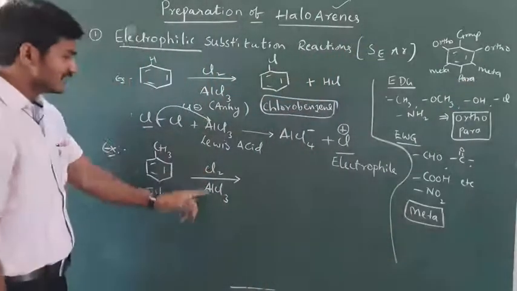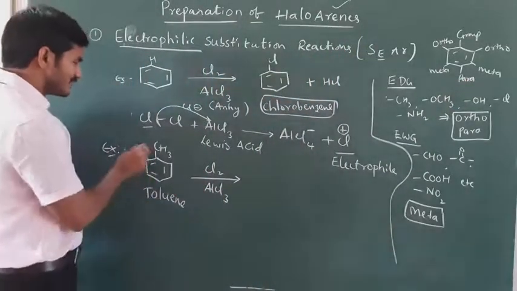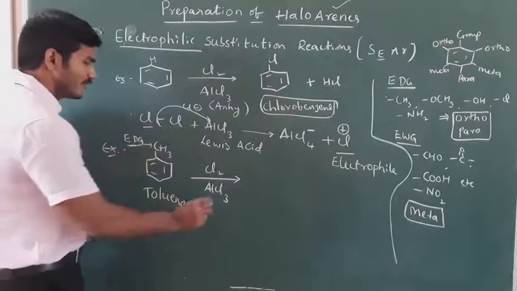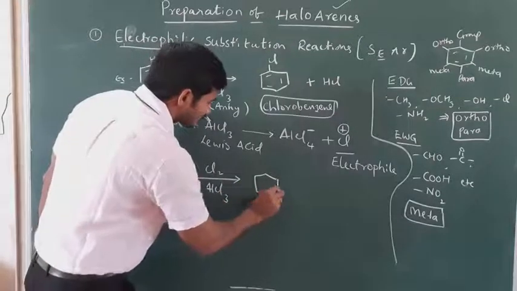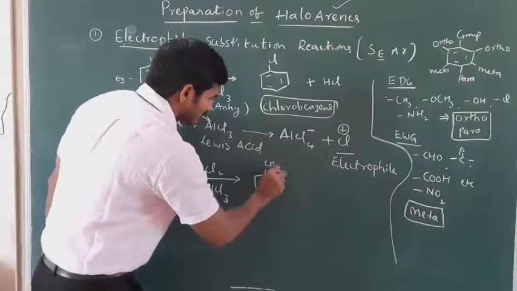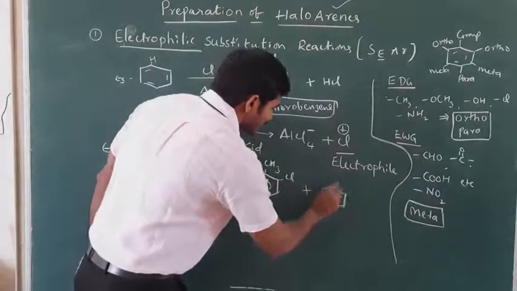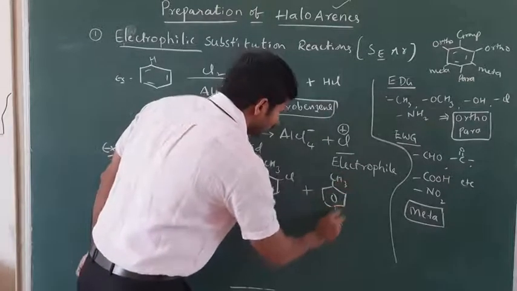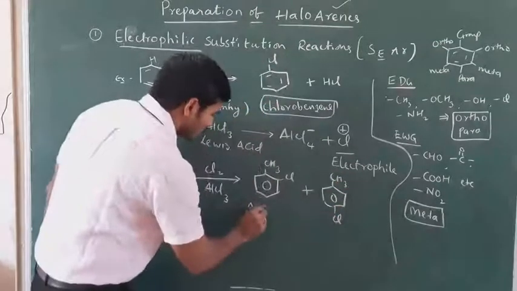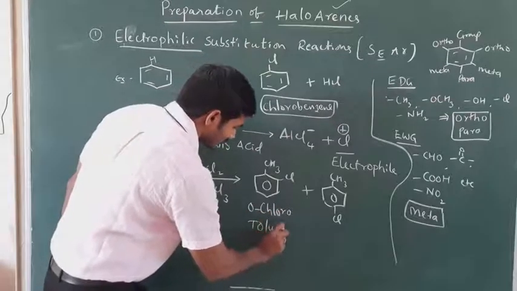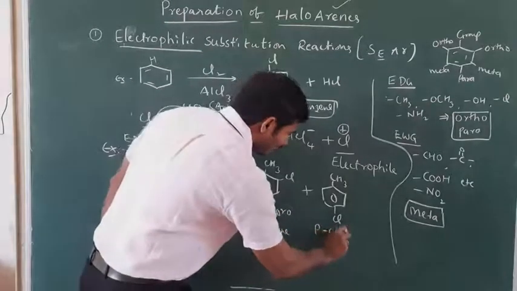Now, Cl2 with AlCl3, as CH3 is an electron donating group, we have to write two products. One is the ortho product, another one is the para product. So CH3 with Cl gives orthochlorotoluene and parachlorotoluene. This is orthochlorotoluene and this is parachlorotoluene.